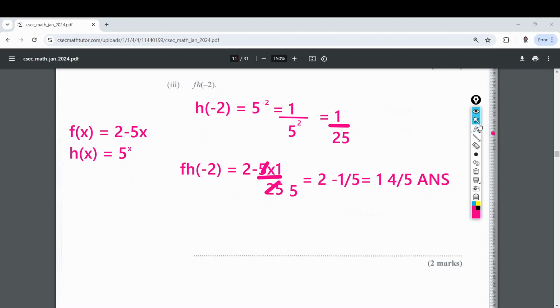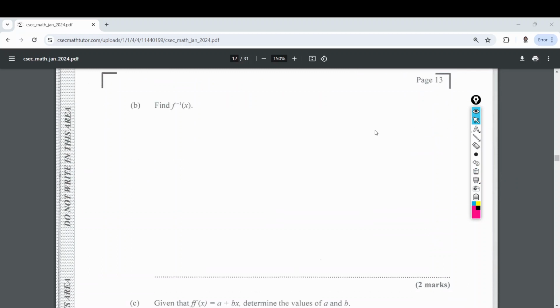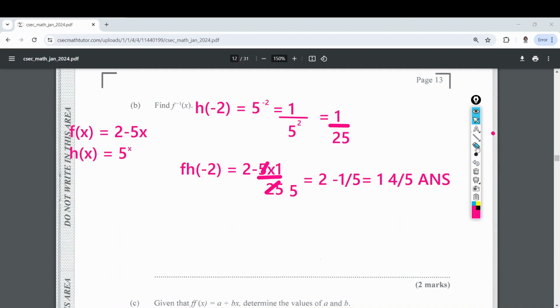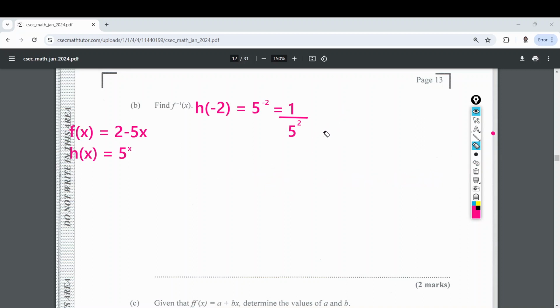So this is not too bad, not too difficult a question. You can also look into composite functions, guys, if you're having issues with this. And then there are 2 more questions left in this section. They want you to find the inverse. So let me rub out this one. It's kind of easy to find the inverse, guys.